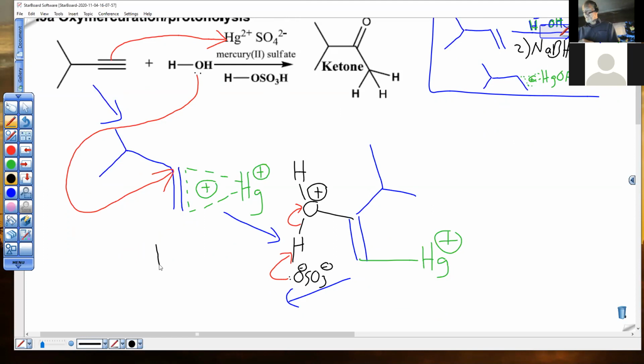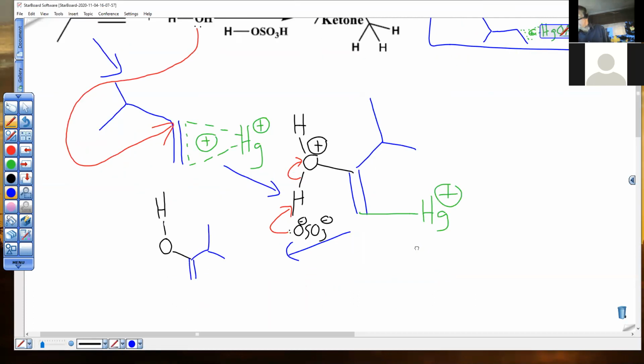It's a special alcohol. You don't know why it's special yet. Got a rogue electron over there. And it's attached to an alkene. Alkene has an isopropyl. And it has a mercury cation. We have to get rid of the mercury cation.